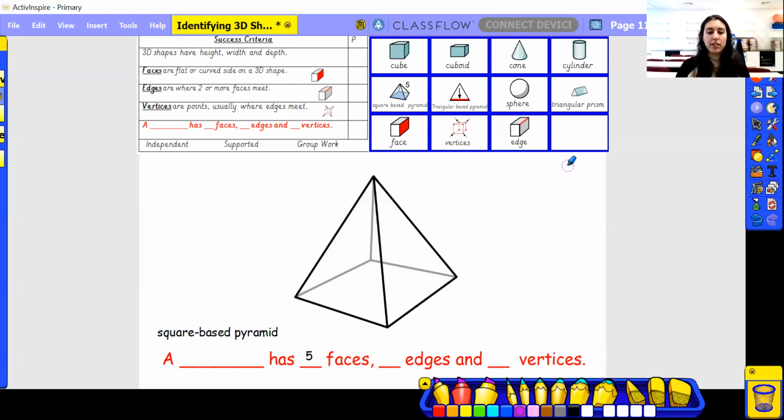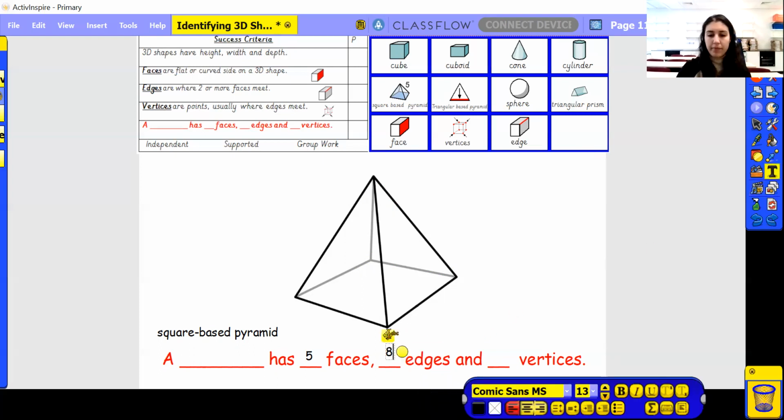Okay, so let's count those edges. If I've got a square on the bottom, I've got 1, 2, 3, 4 edges going along the bottom, and then 5, 6, 7, 8 edges in total. And then the vertices. So these edges join to make 1, 2, 3, 4, 5 vertices. Well done. Let's say our sentence frame together. A square-based pyramid has 5 faces, 8 edges, and 5 vertices.